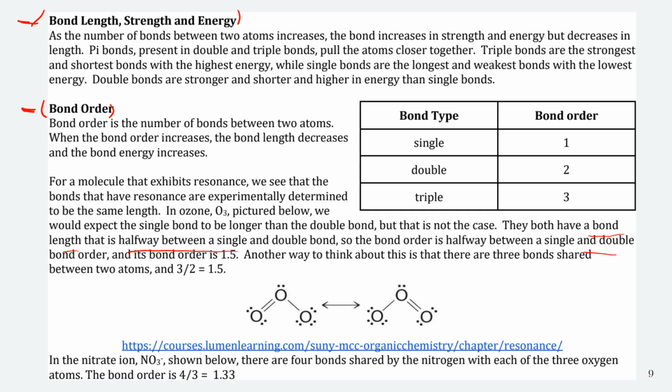Another way to think about it is that there are 3 bonds shared between 2 atoms: 1, 2, 3, divided by 2, so 1.5 is the bond order.